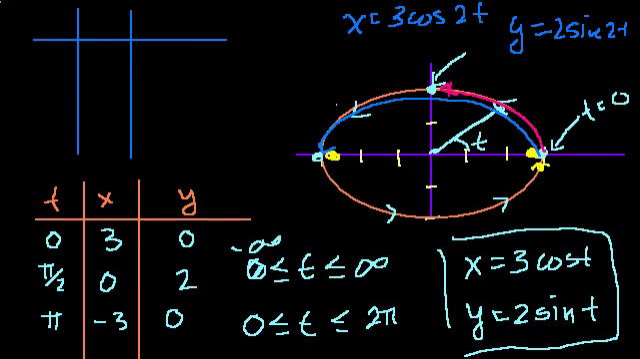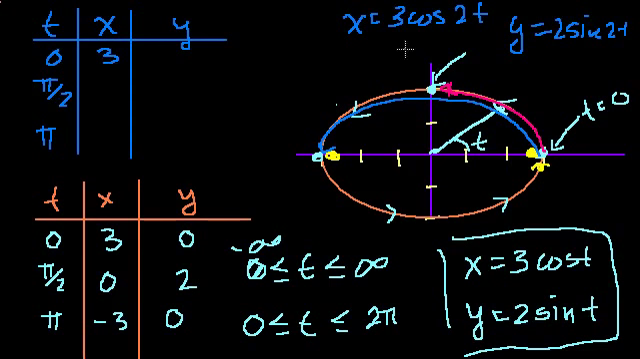There we go. And we're going to have a t, an x, and a y. And let's pick the same values of t: 0, pi over 2, and pi. When t is 0, cosine of 2 times 0, that's cosine of 0, which is 1, times 3, it's 3.